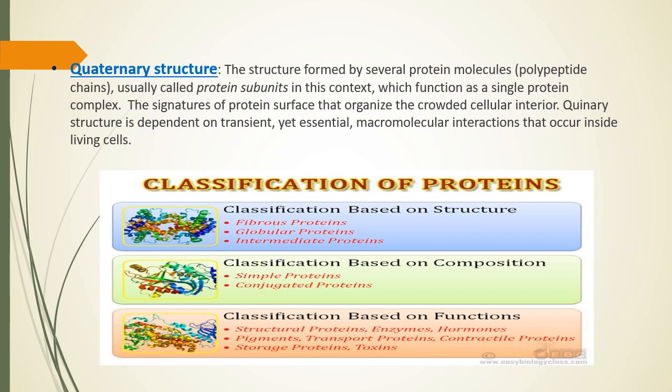Now classification of proteins. It is based on structure: fibrous proteins, globular proteins and intermediate proteins. Classification based on composition: simple proteins and conjugated proteins. Classification based on functions: structural proteins, enzymes and hormones, pigments, transport proteins, contractile proteins, storage proteins and toxins.